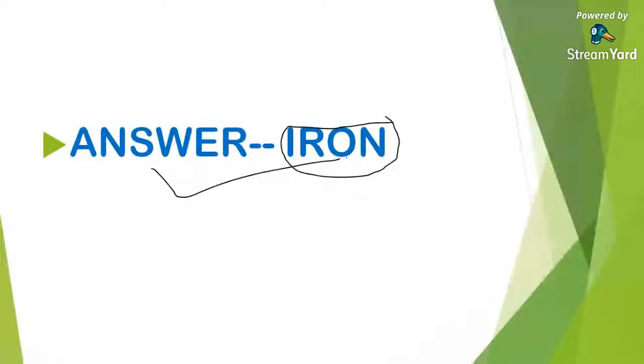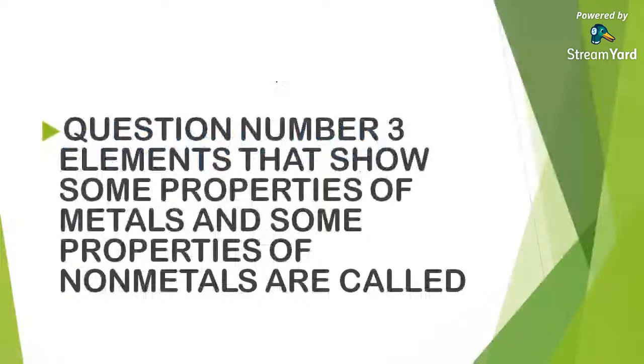So you all have given the answer iron, and iron is the correct answer. So in mammals, iron is found in red blood cells in hemoglobin. And because of this, the color of the blood cells is what? Red. Very good. Now, the next question is question number three.